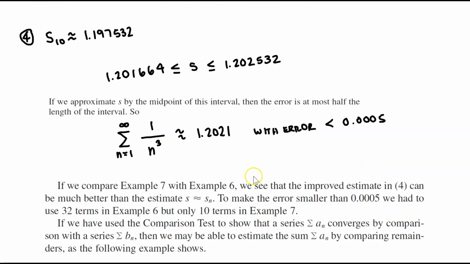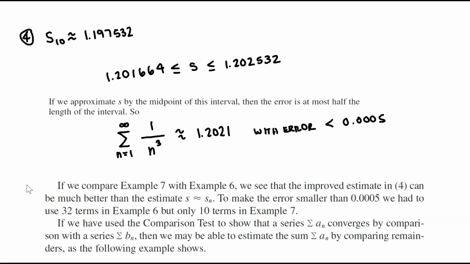0.0005. Now if we compare example 7 with example 6, we see that the improved estimate in 4 can be much better than the estimate S, which is approximately S subscript n. To make the error smaller than 0.0005, we had to use 32 terms in example 6, but only 10 terms in example 7.